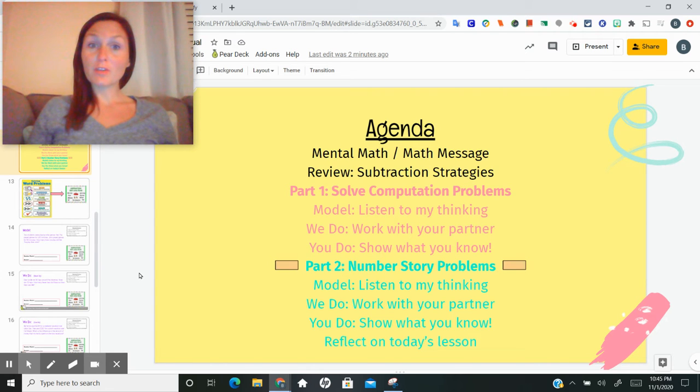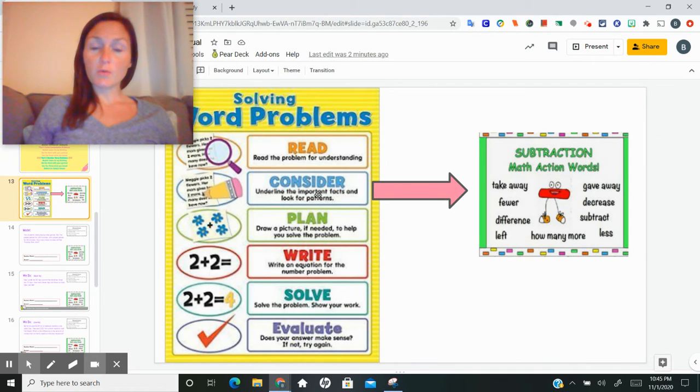Alright, so now we're going to be looking at part 2, and this is going to be looking at number story problems. So when we read a word problem, or a number story is another way to say it, we want to make sure we're reading and we're looking for important words. So I put this here for us today, for us to look at these important words like takeaway, fewer, difference, how many more. This is a big one.